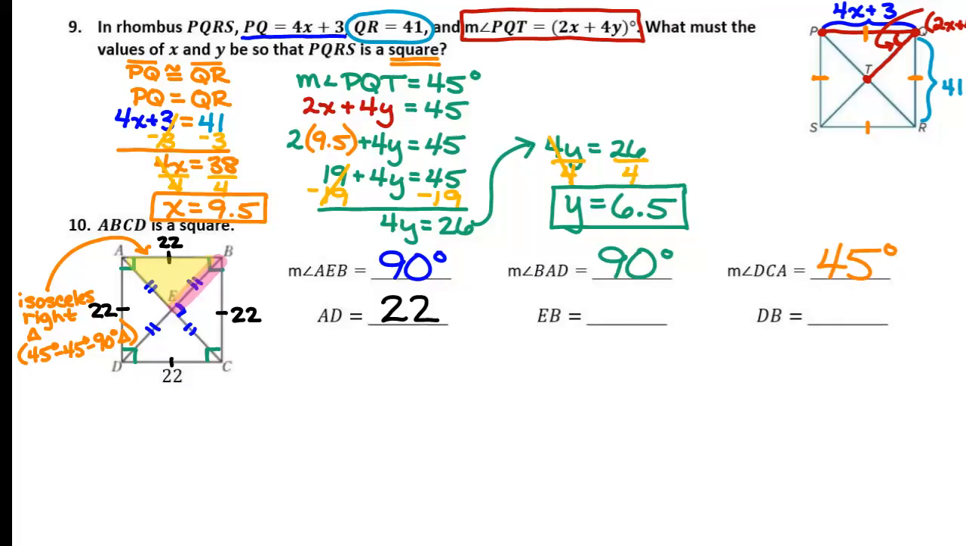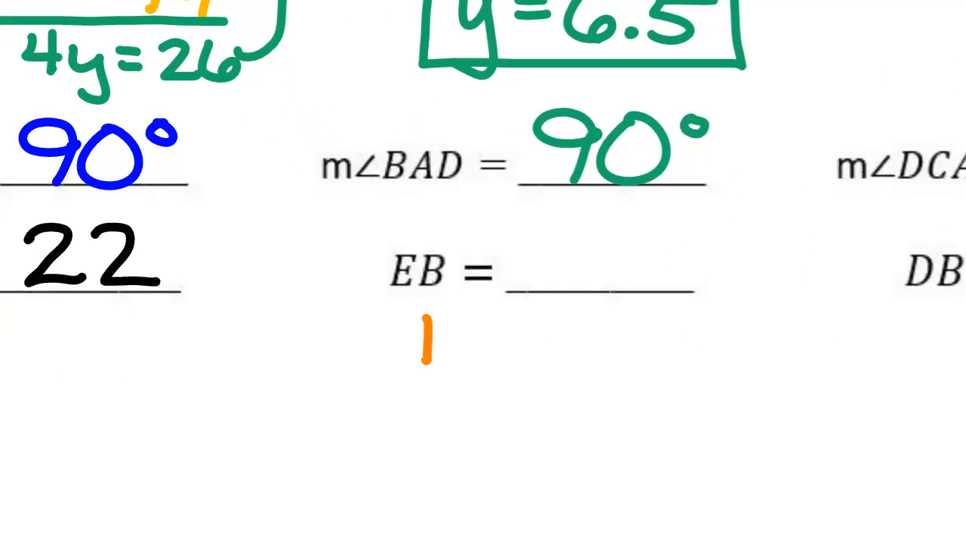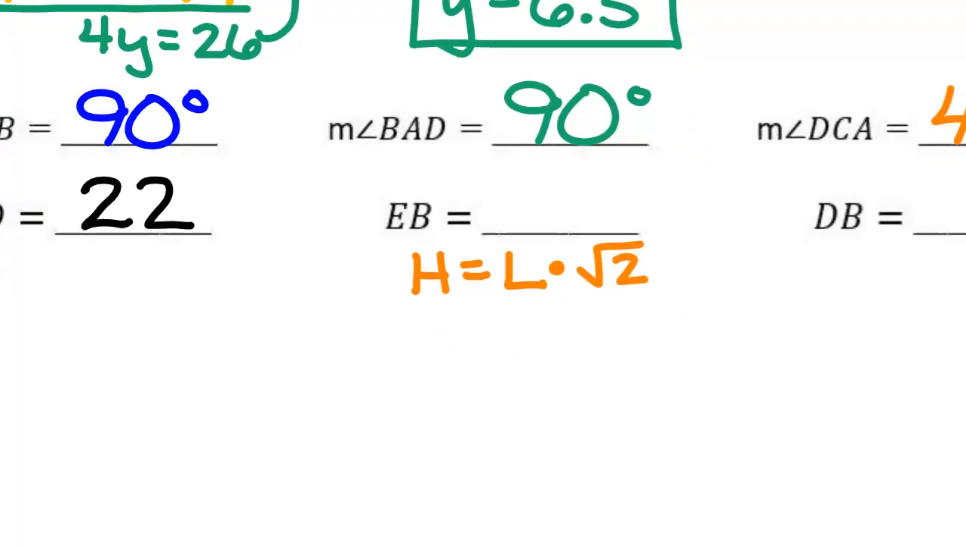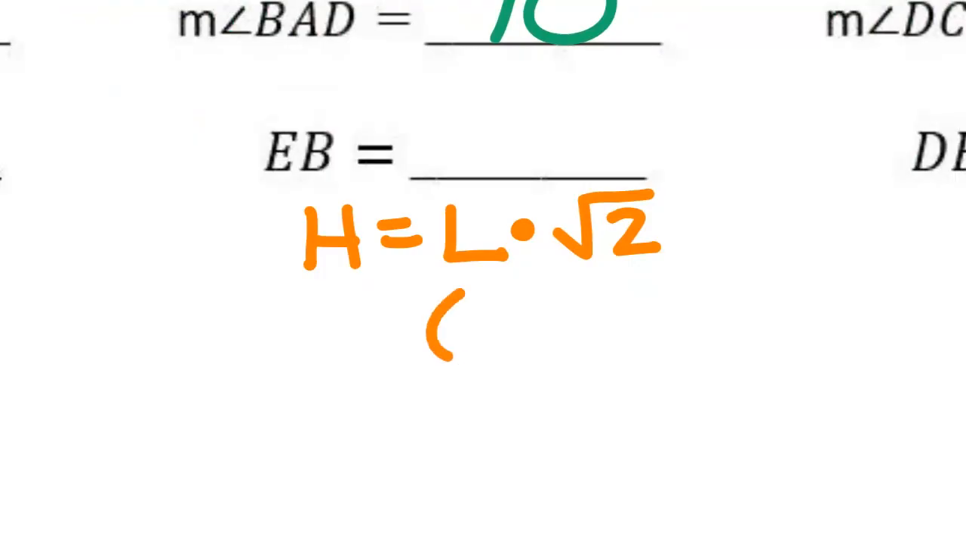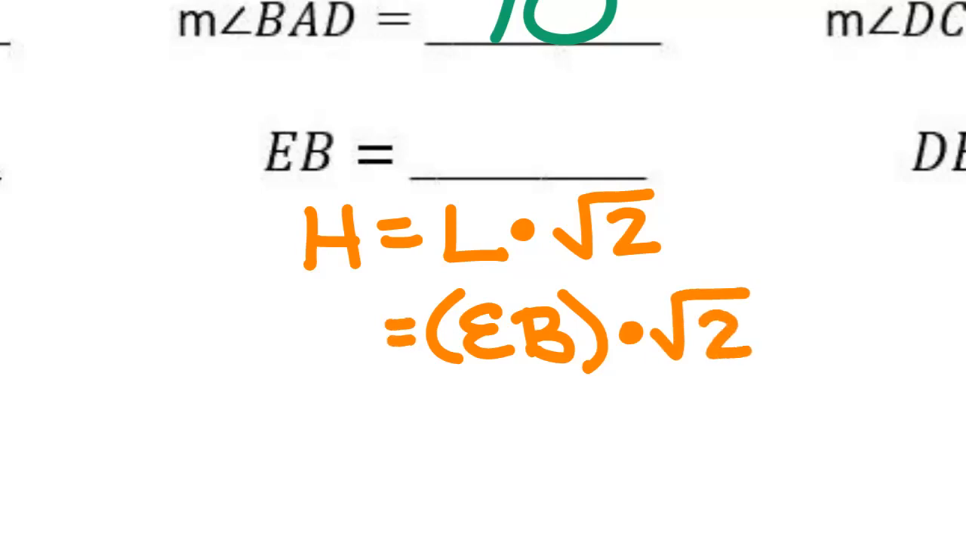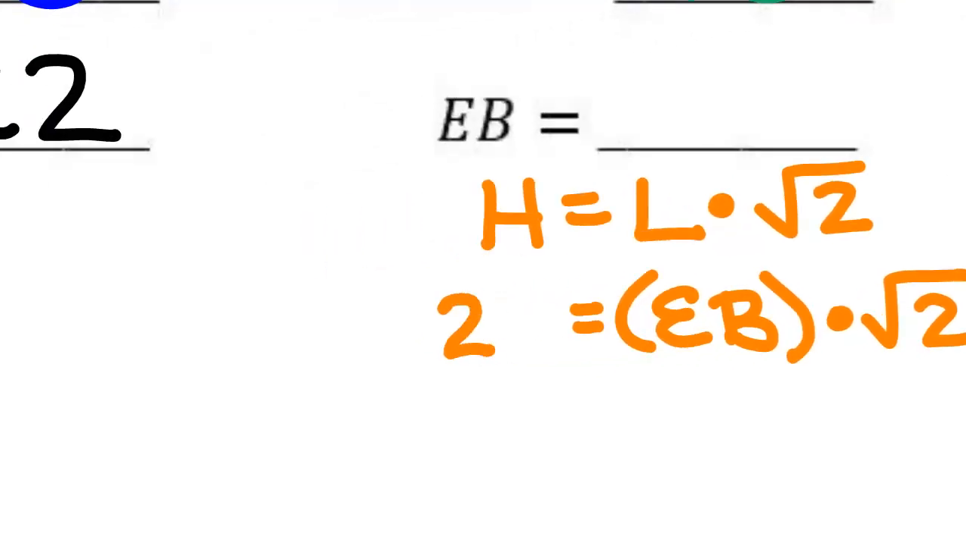What do I have highlighted in pink? Is that a leg or is that a hypotenuse of the yellow triangle? It's the leg. So I'm going to use hypotenuse equals leg times radical 2. You said we were looking for a leg, so EB is the leg. So I'm going to put EB in the place of L. How big is the hypotenuse? Yep, 22. So I have 22 equals EB times radical 2.